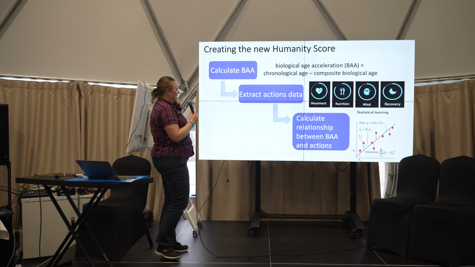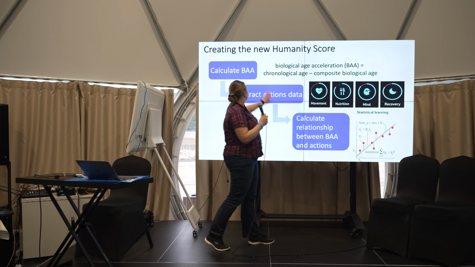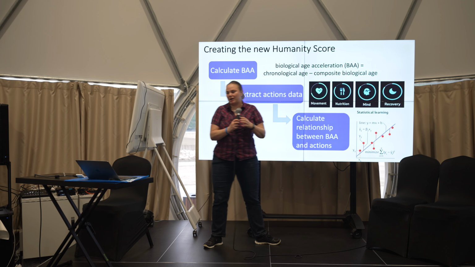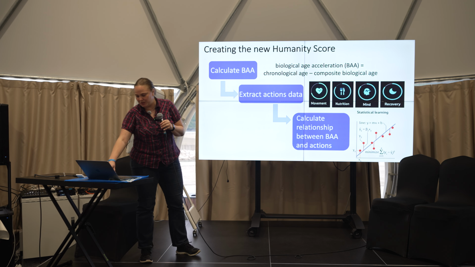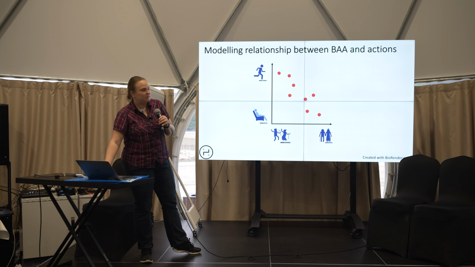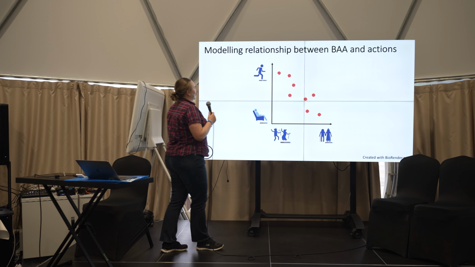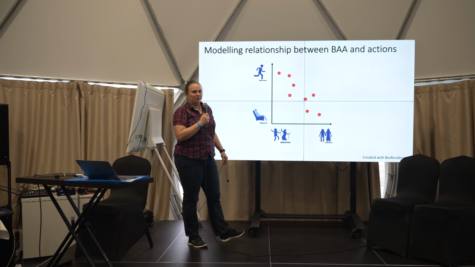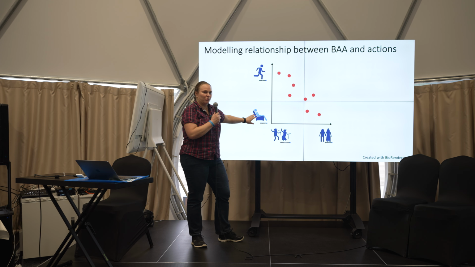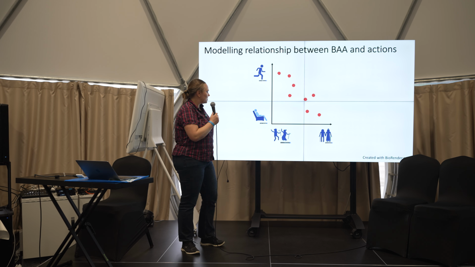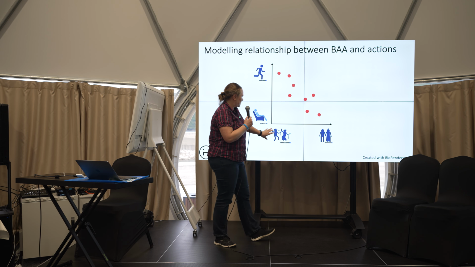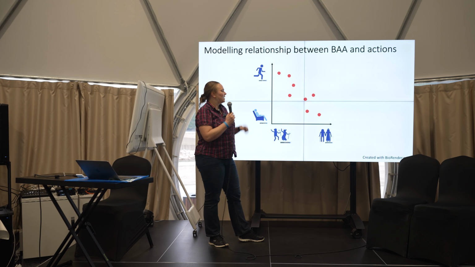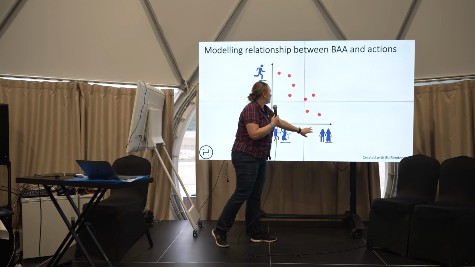So there's the last step now, calculating. We calculate the BAA, we look at our user data, and now is the last step: how do we actually calculate the relationship between BAA and actions? Well, it's actually rather simple. We look on one axis at our users' behavior. Are they more active or are they more couch potatoes? On the other axis, we look at their biological age. Are they looking younger based on those 4 ages that we looked at, or are they looking a bit older?